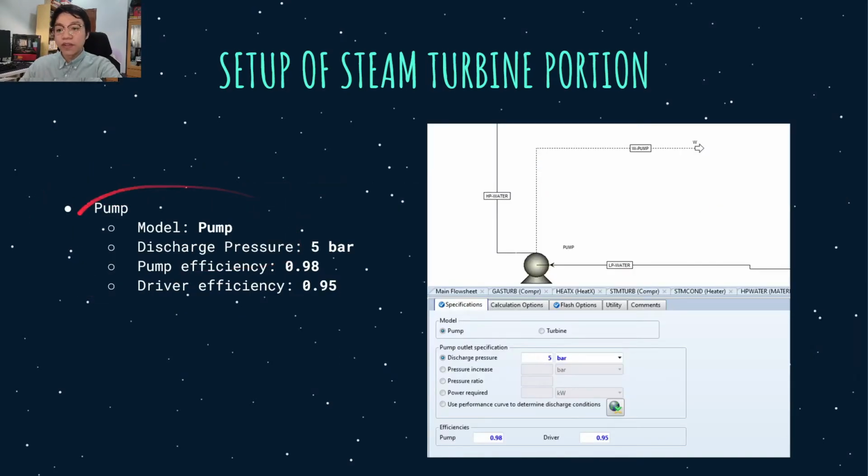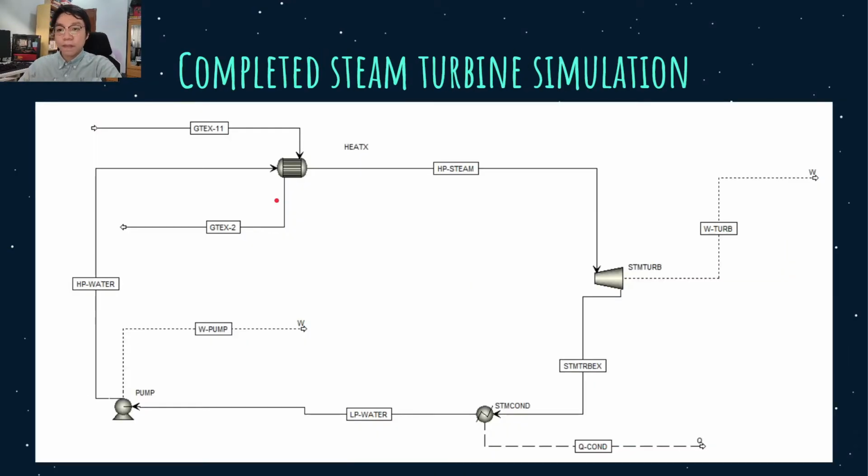Our pump, on the other hand, would simply have a discharge pressure of 5 bar, an efficiency for the pump of 0.98, and a driver efficiency of 0.95.